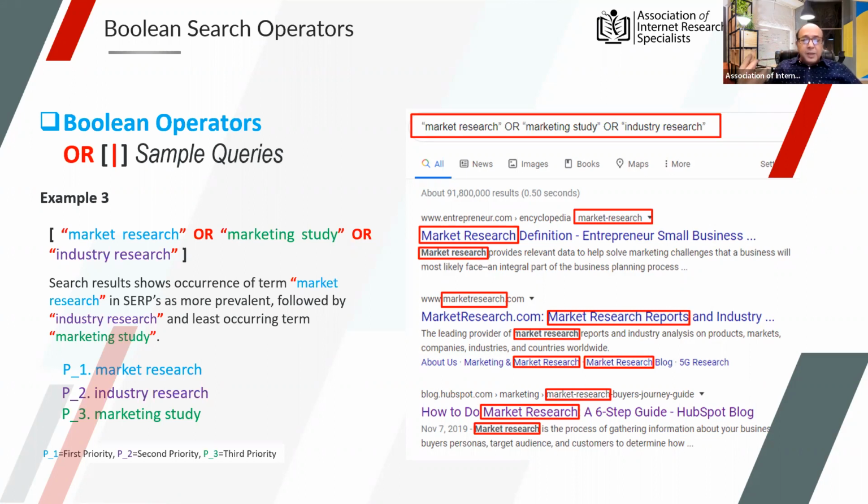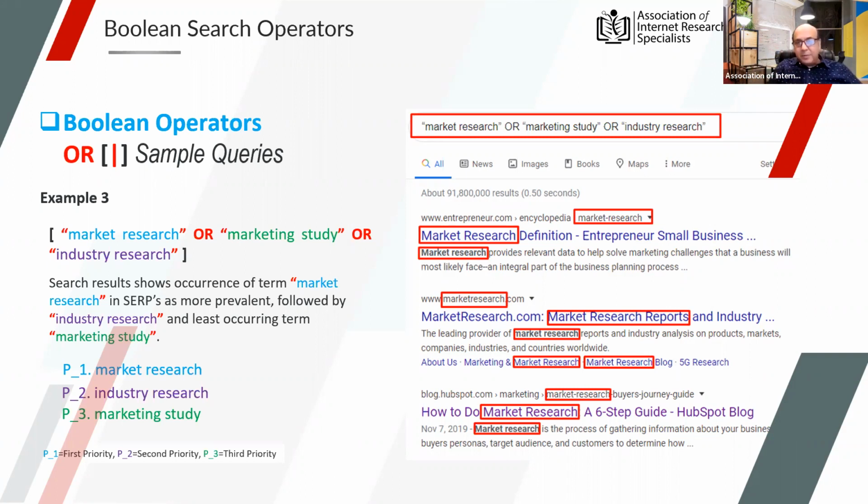Return snippets bring it from the content pages, and the term market research is more prevalent. Therefore you may want to fine-tune your search: instead of market study, use the words market research, and use study or industry as an additional set of words, not making it mandatory but making it flexible without putting them within quotes. That's just theoretically how I explained it.